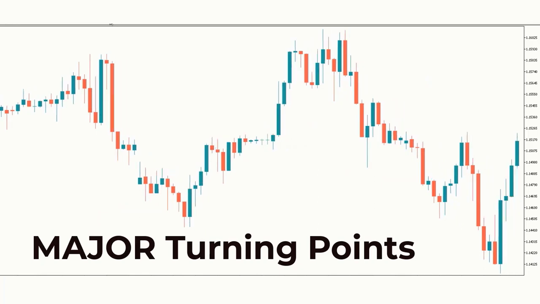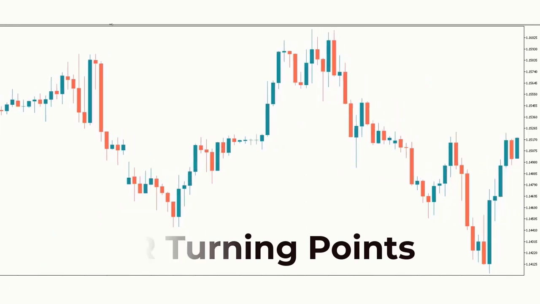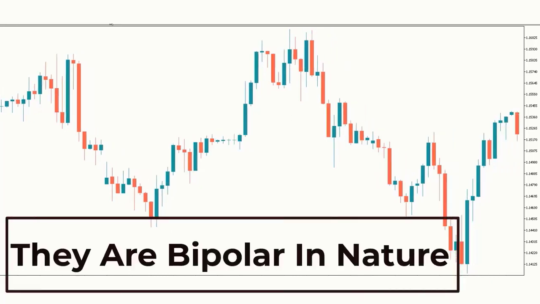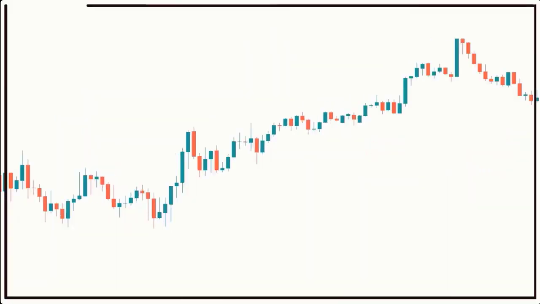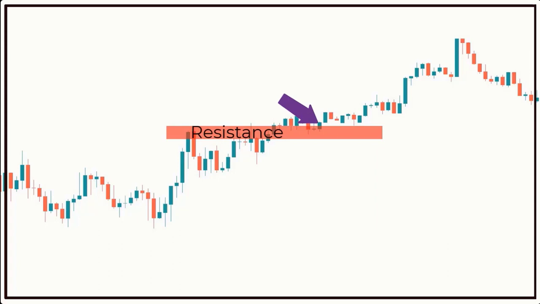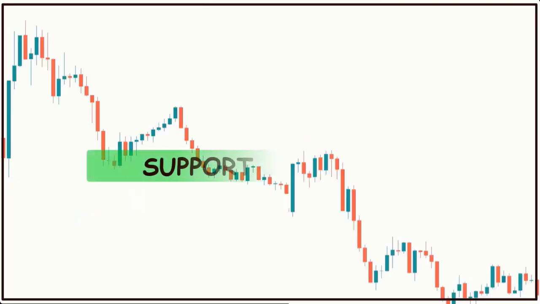Now an important characteristic of support and resistance levels is that they are bipolar in nature. This means that whenever the price breaks a resistance level, it becomes a support. Inversely, when the price breaks a support level, it turns into a resistance level.